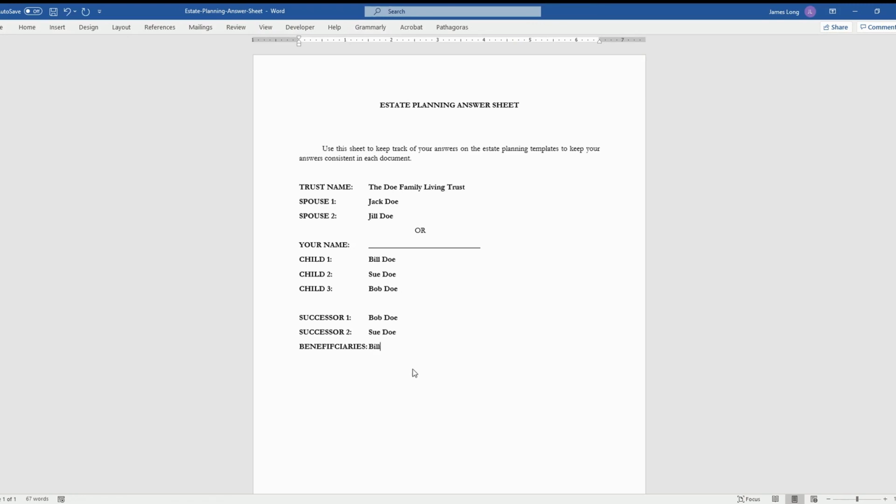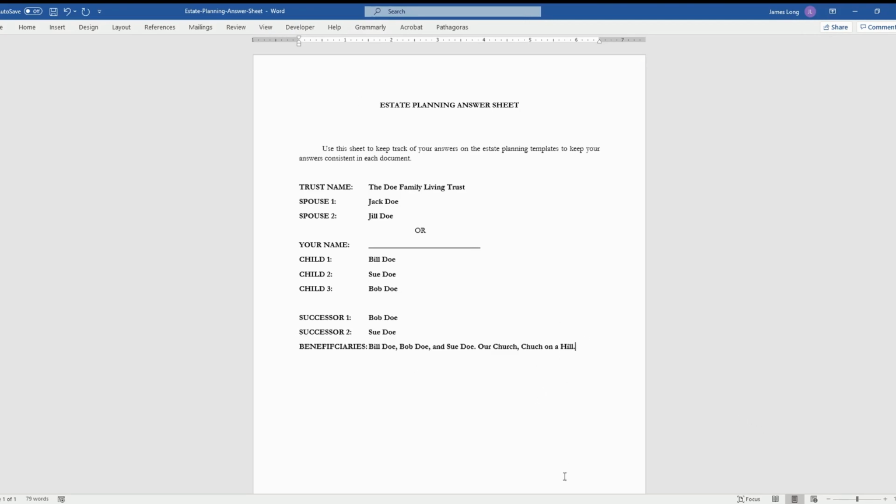So they want Bill Doe, Bob Doe, and Sue Doe. In addition, they want their church. Our church is going to be Church on a Hill, because Jack and Jill went up the hill to attend Sunday service. All right, so that's how you'd fill that out.